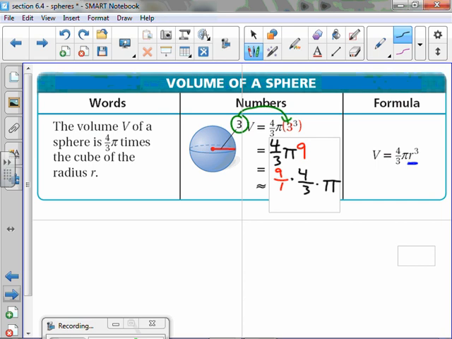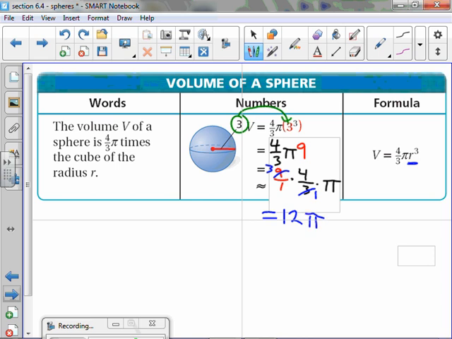And what you guys are certainly thinking to yourself already is, hey, I should simplify or cross-cancel. This 3 and the 9 have a common factor of 3, so I will divide that common factor out. 3 divided by 3 gives me 1. 9 divided by 3 gives me 3. And so now I have 3 times 4 times pi. Well, 3 times 4 times pi is equal to 12 pi, or 12/1 pi, which doesn't make a difference.